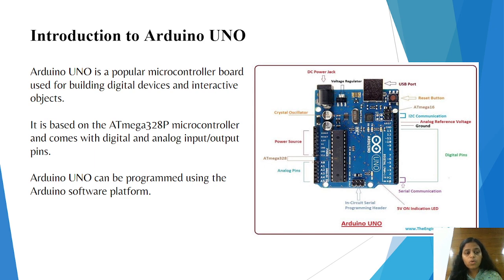So before we move into the introduction to Arduino UNO, let's know what is Arduino UNO. It is a standard board of Arduino. It is a popular microcontroller board used for building digital devices and interactive objects. As we know, it is based on the ATmega328P microcontroller and comes with digital and analog input or output pins. It can be programmed using the Arduino software platform.